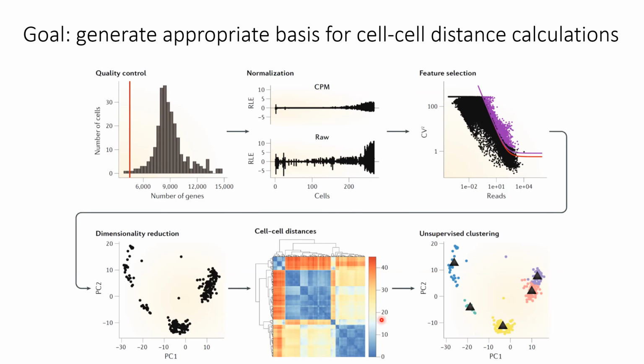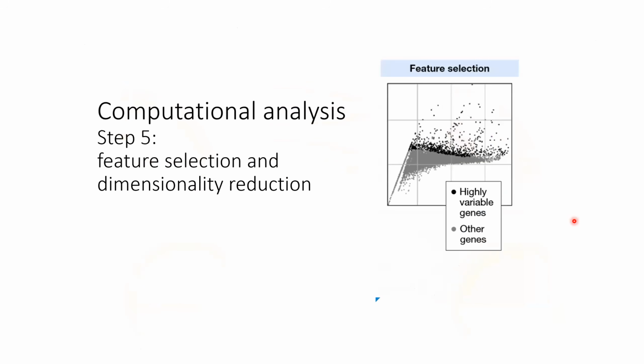But nonetheless, science progress is incremental. We're always able to go back and reanalyze our single-cell RNA-seq data using better methods or more refined approaches as they're produced. So anyway, the goal of feature selection and dimensionality reduction is to generate this cell-by-cell distance matrix upon which cell type clustering can be performed. So now we'll talk about each step in detail, starting with feature selection.